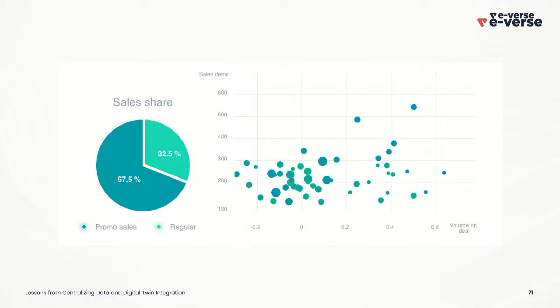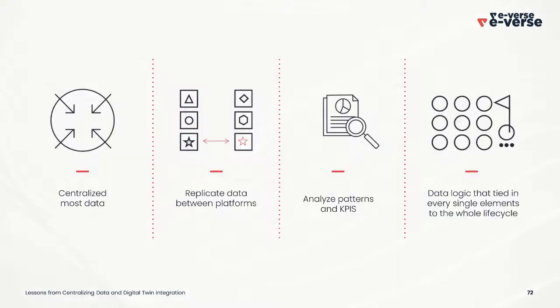And yeah, we could do stuff like that, like the type of sales that we were getting, and create graphs that were much more complex than just simple regular data. And then we centralized most of the data. At this point, we already replicated data between platforms, which was really good. We analyzed patterns and KPIs.